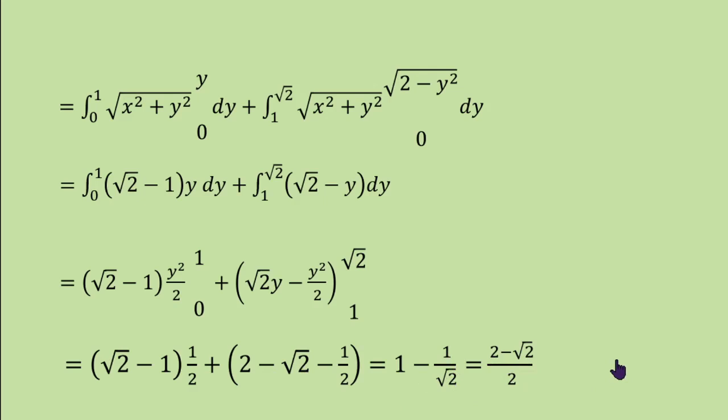So this is how we can evaluate the double integral by changing the order of integration. In the next lecture, I am going to discuss double integrals in polar form, and how we can change from Cartesian to polar form and integrate the double integrals.